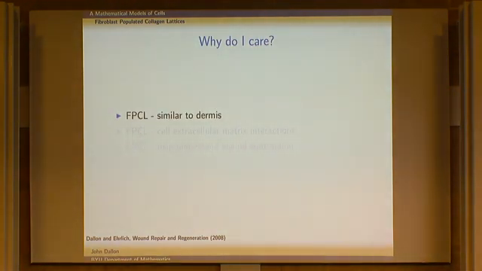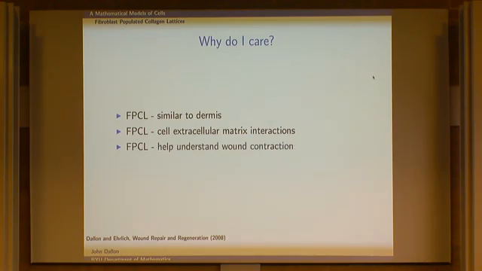Okay. So fibroblast populated collagen lattices are a good system to study cell extracellular matrix interaction, and they can help us understand wound contraction. So this is typically what's done. They make these lattices, they add pharmacological agents to them, they see how much they contract, or they see what the difference is in how the cells are interact with the matrix. And so these are widely studied for these reasons.